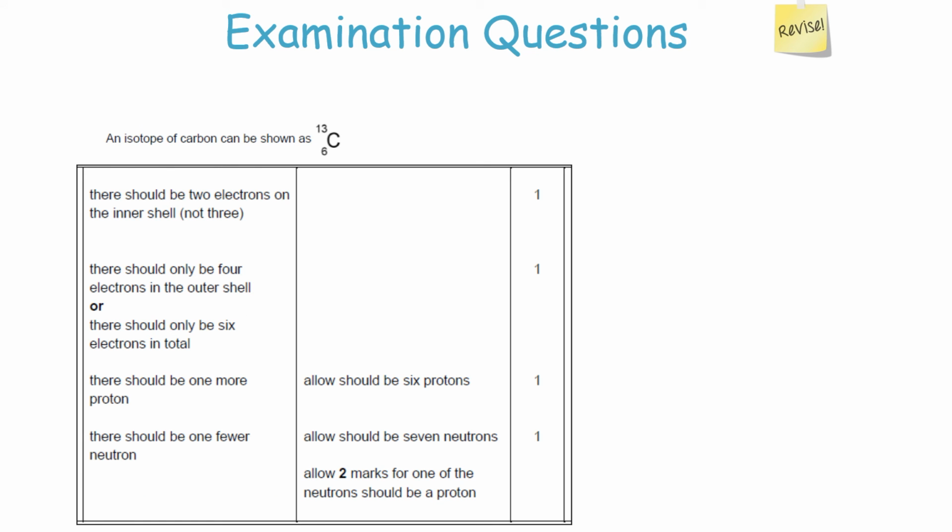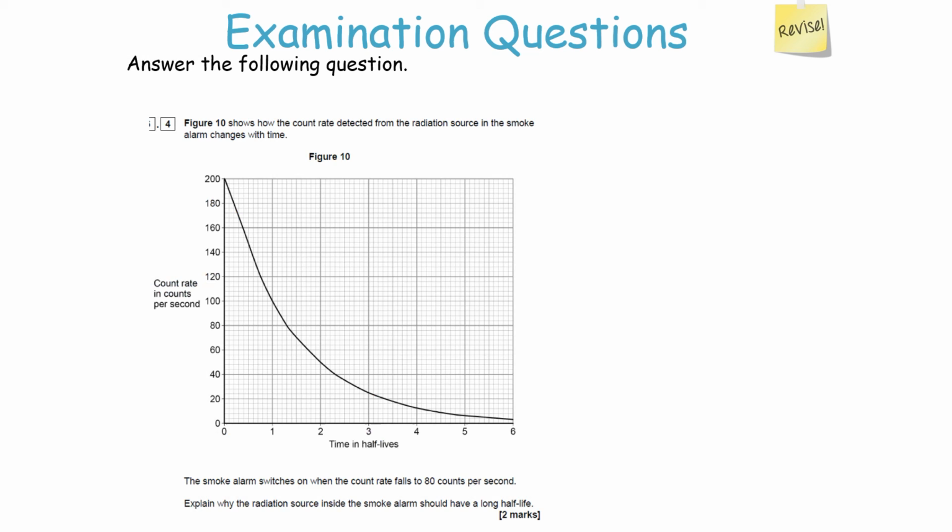So the issue is we should only have 6 electrons in total, with 2 in the inner shell. Also, there should be 1 more proton because there should be 6 protons, and there should be 1 fewer neutron because there should only be 7 neutrons. Let's look at the next question.